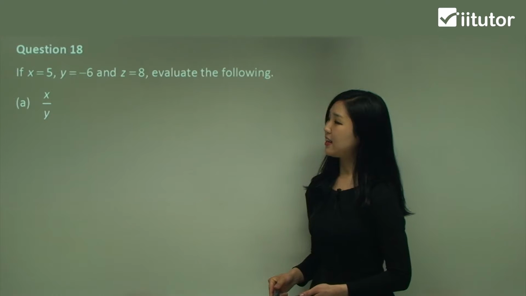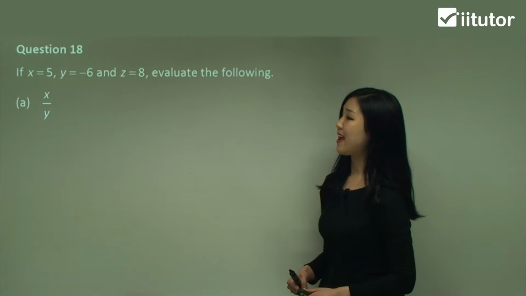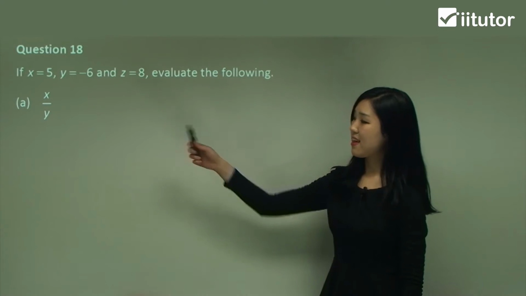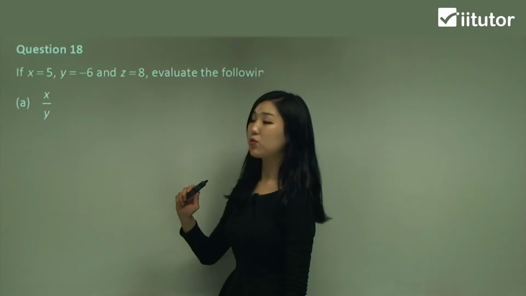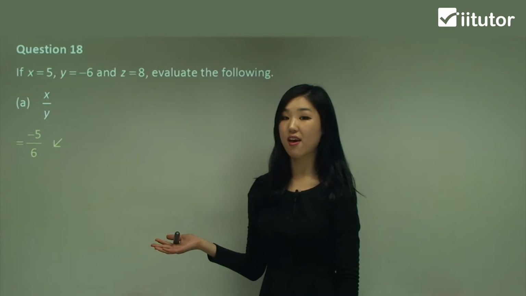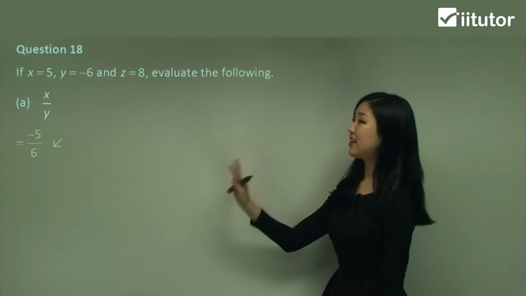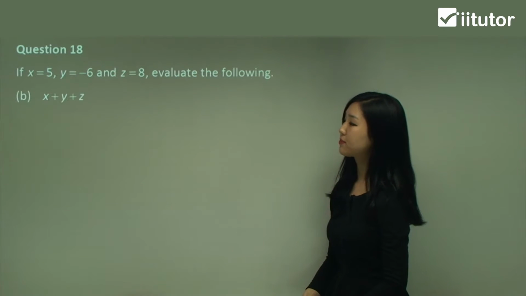Starting with question 18. If x equals 5, y equals -6, and z equals 8. So they give you what x, y, and z are. You want to evaluate x over y. So what's x? X is 5. What's y? It's -6. So you simply put -5/6, and that's the answer. You don't have to worry about changing it into a decimal or anything. Just leave it like that. Okay, so that's the answer. So it's very, very simple.